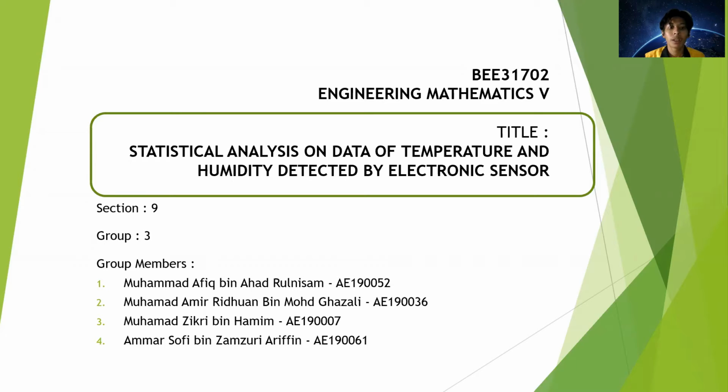And today we will be presenting our assignment project for Engineering Mathematics 5, which the title is Statistical Analysis on Data of Temperature and Humidity Detected by Electronic Sensor.